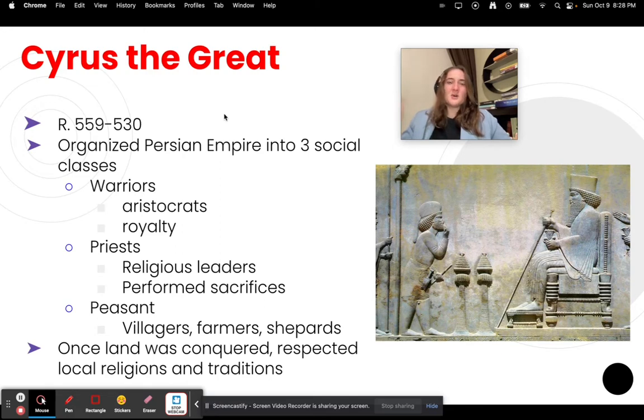So the interesting thing about Cyrus the Great was once he conquered a new land, especially if that land, like Egypt, had a different religion than he did, he totally respected that religion. He's like, yeah, keep on practicing the religion, and also traditions as well.